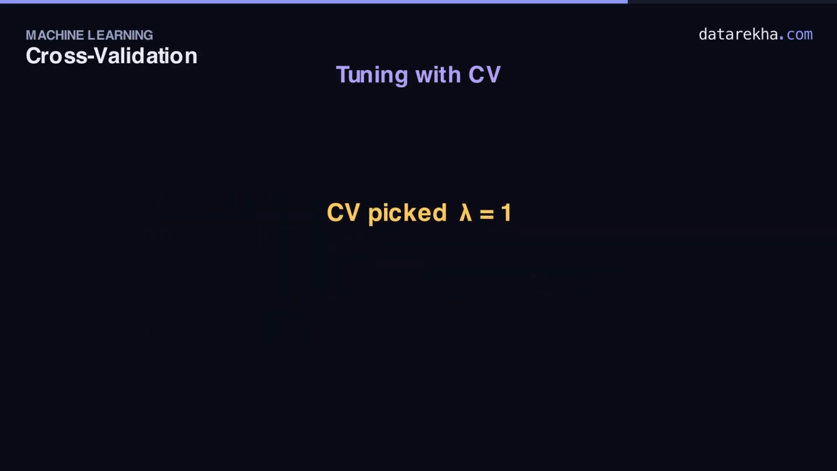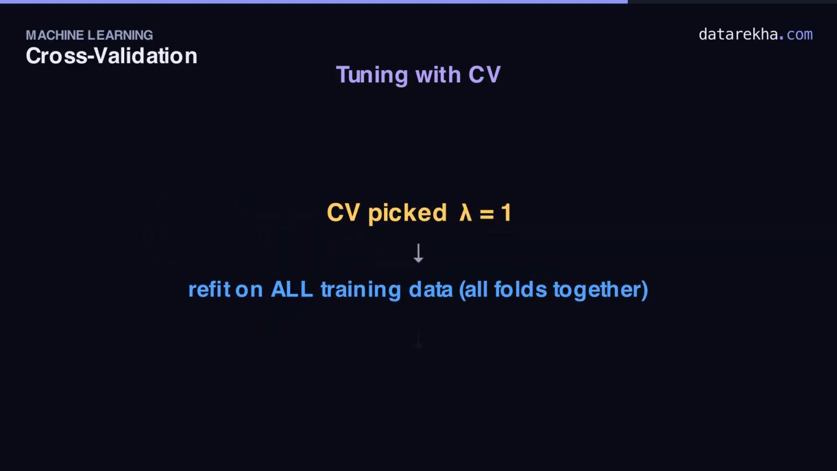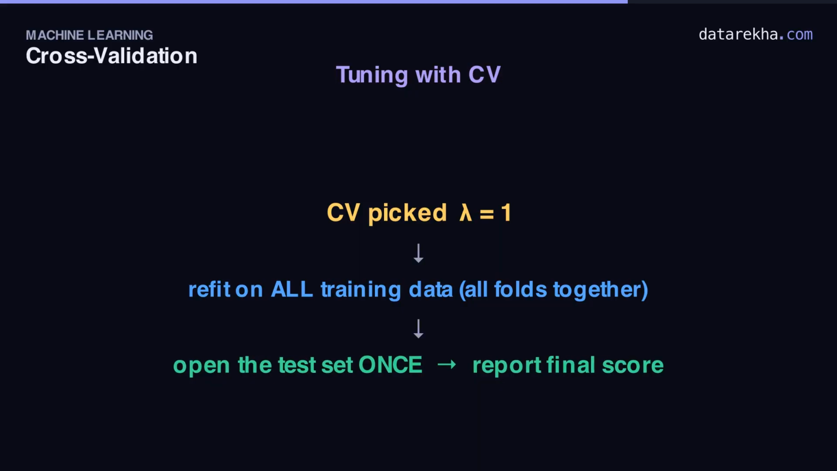Two crucial steps remain, and people forget them. Once cross-validation has picked lambda equals 1, you refit the model one final time on all your training data together. Every fold combined, nothing held out anymore. Then, and only then, you open that sacred test set, once, to report an honest final number.